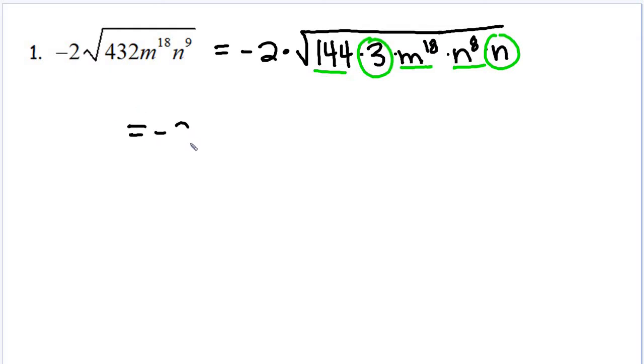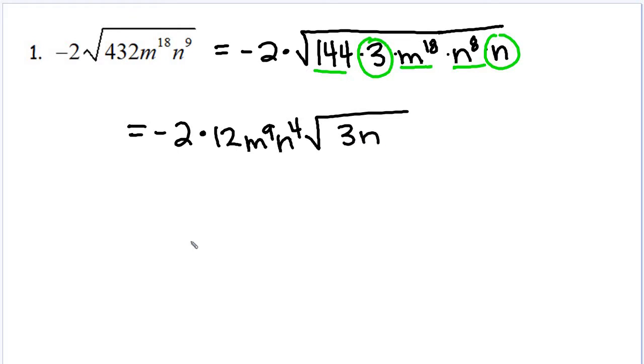So I have -2 times, so I'm going to take out everything first. The square root of 144 is 12. The square root of m to the 18th, remember it's 18 divided by 2, is m to the 9th. And n to the 8th, 8 divided by 2 would be n to the 4th. And then what's left under our radical is what's circled, which is 3n.